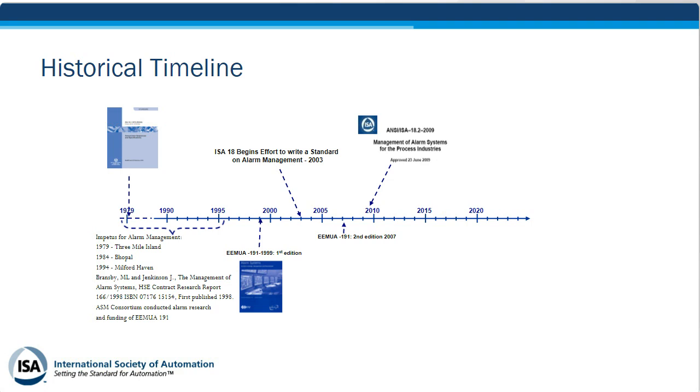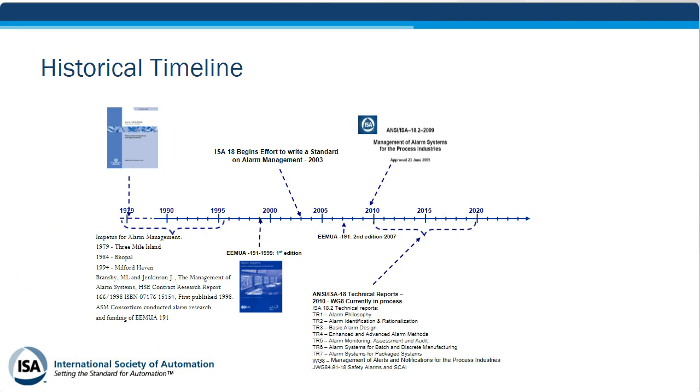So following the publication of ISA 18.2, during a number of years, we created technical reports. One of the key things is a standard tells you what you shall or should do. The technical reports tell you how to do it. TR1 covered alarm philosophy, TR2 covered alarm identification and rationalization, TR3 covered basic alarm design, TR4 covered enhanced and advanced alarm methods, TR5 covered alarm monitoring, assessment, and audit.